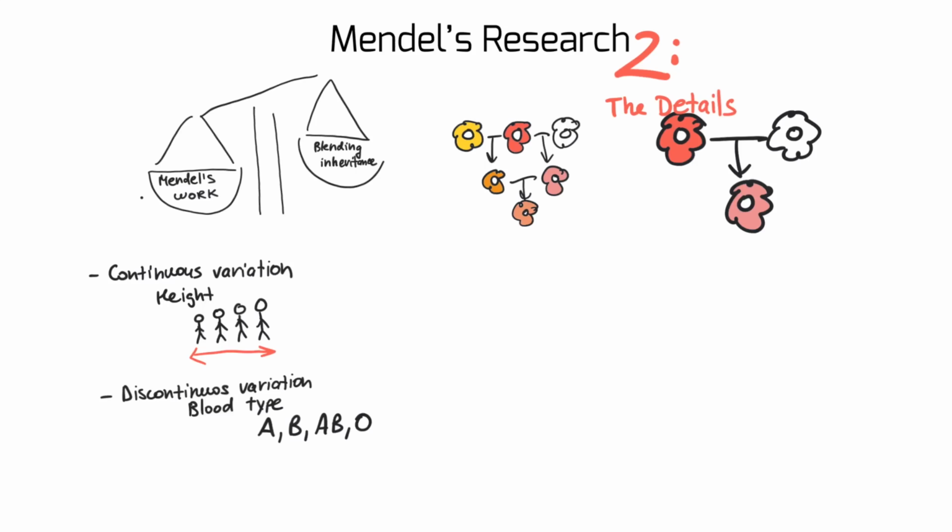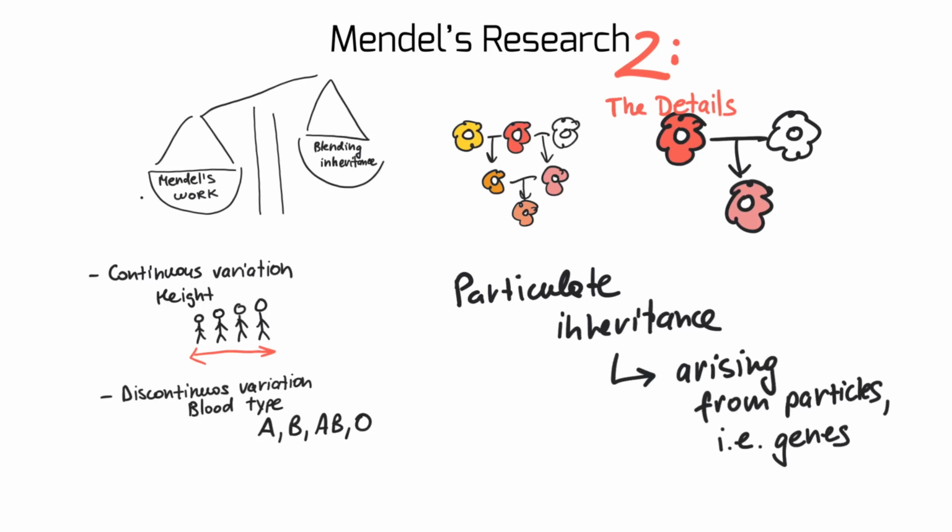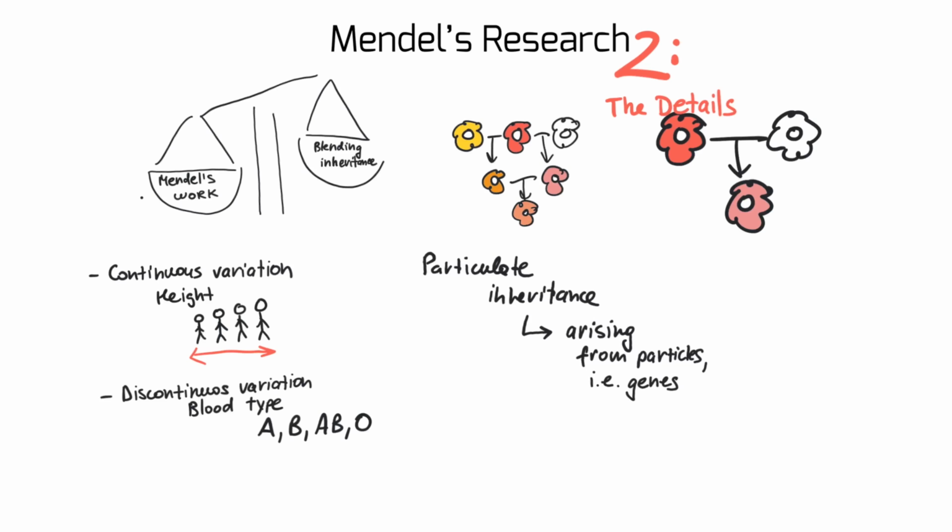Mendel's take on inheritance became known as particulate inheritance, as in arising from distinct particles or genes, the precise nature of which would remain a mystery until the second half of the 20th century. So how exactly did Mendel arrive at his conclusions?